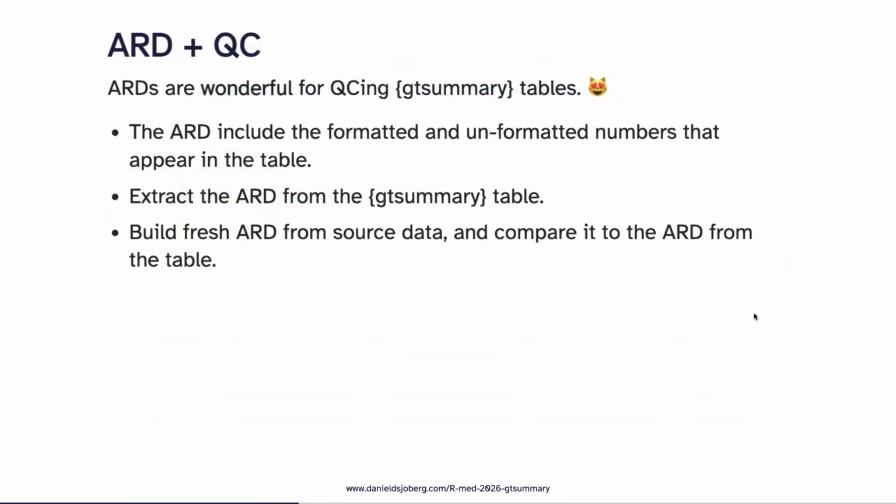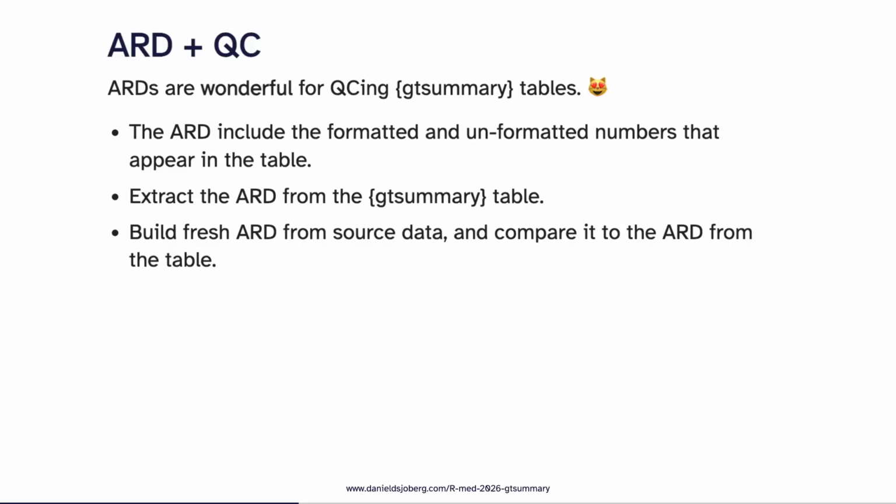All right, ARDs and QC. So we're jumping around a little bit. So we're back to ARDs. ARDs are so, so wonderful for QCing gtsummary tables. They are really wonderful because they also include the unformatted and the formatted numbers, right? So for example, for the mean of age, we're going to have 76.45321, but we're also just going to have the character 76, the formatted version.